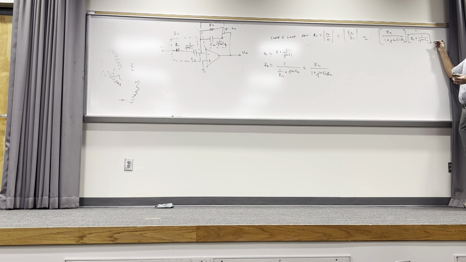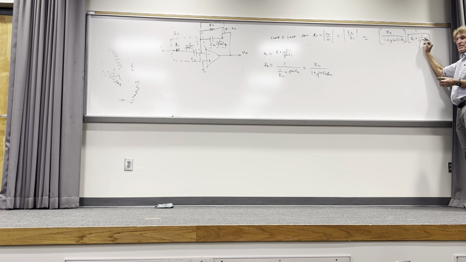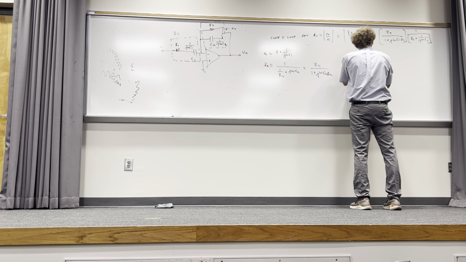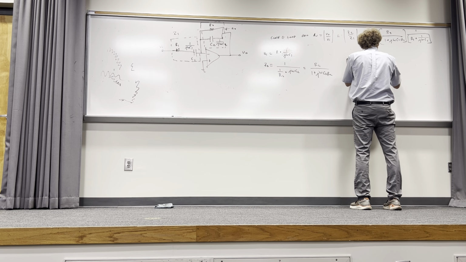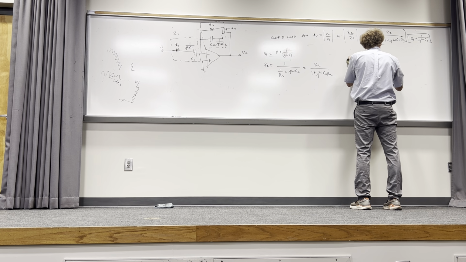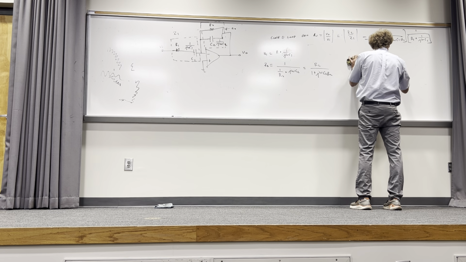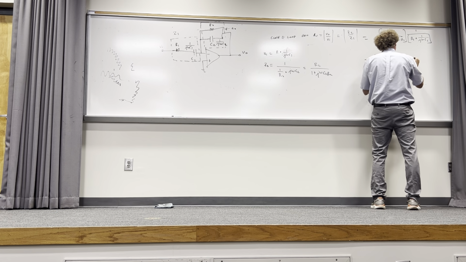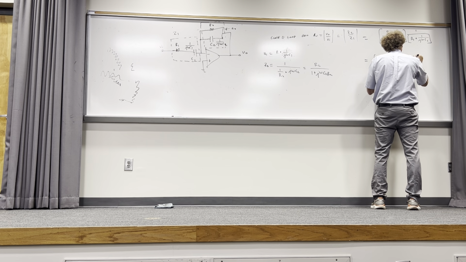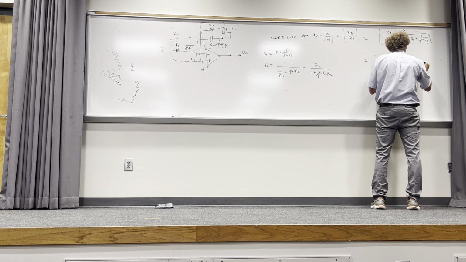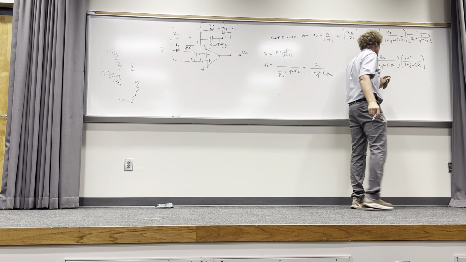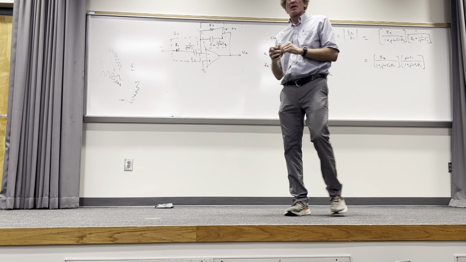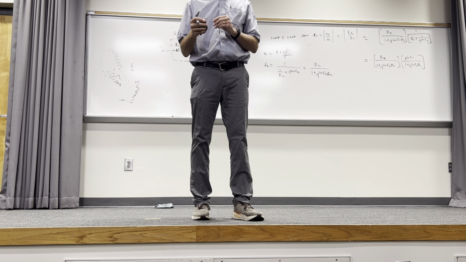I want to make sure you can see it in the far back. Everybody, I want to get rid of this J omega C1, and in doing so, I'll be left with a 1 there. I'll do it down here. So I have R2 over 1 plus J omega C2 R2, and then I'm going to have J omega C1 over 1 plus J omega C1 R1. You good with that? Everybody? Let me show you a few tricks.